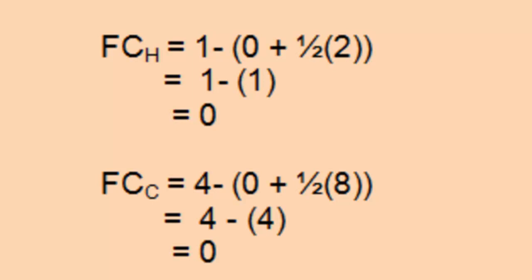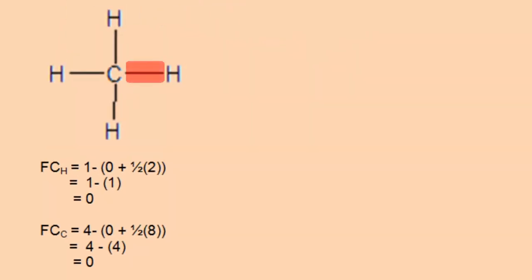Substitute the numbers into the equation. One valence electron, subtract zero lone pairs, plus one half of two. Two is the number of electrons in covalent bonds associated with the atom. Do the math, and you'll find that the formal charge on each hydrogen is zero.